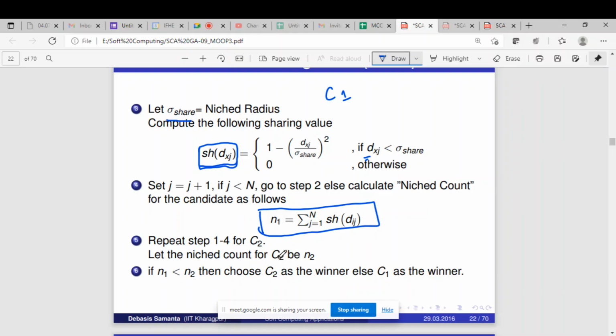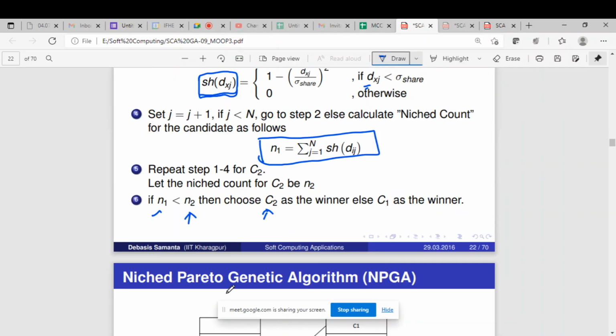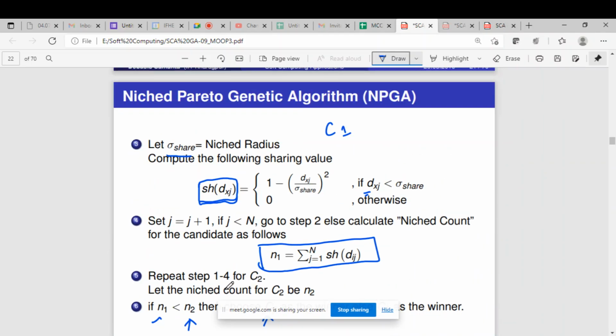Then after repeating the entire thing for c2, you have to check whether n1 is less than n2. If n1 is less than n2, then we say that c2 is the winner. Otherwise, we say that c1 is the winner. Whoever is greater is the winner. So in this case, n2 is greater, so we say that c2 is the winner. So this is how the algorithm works.